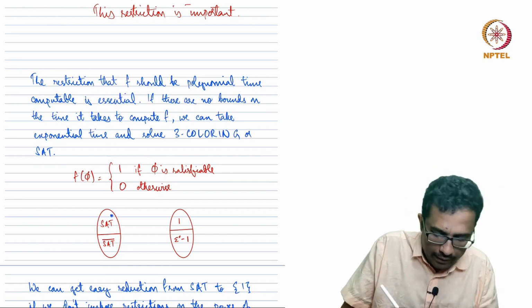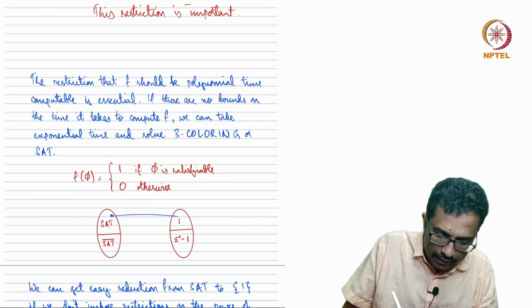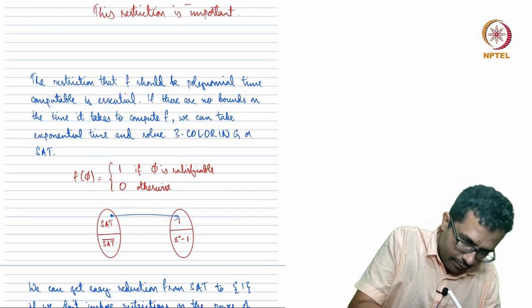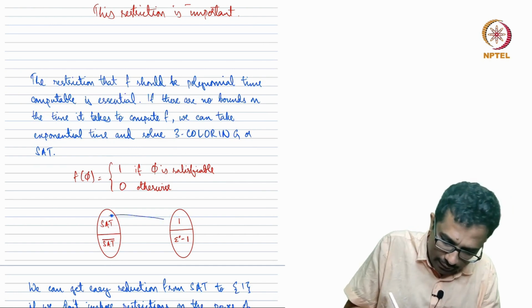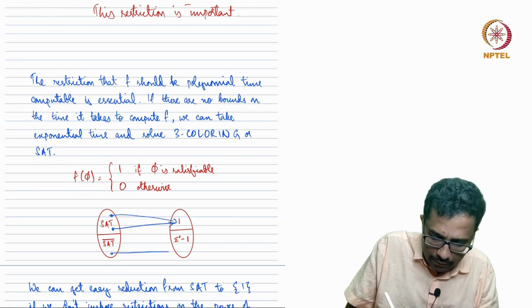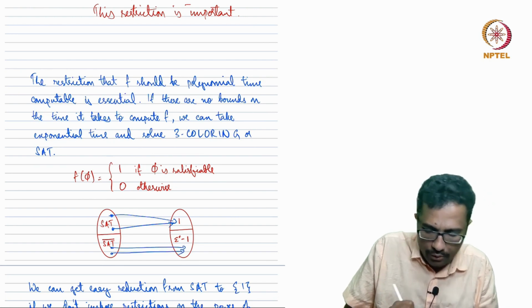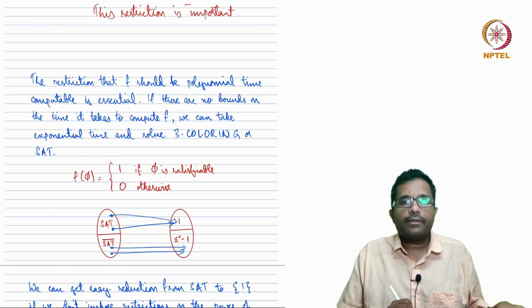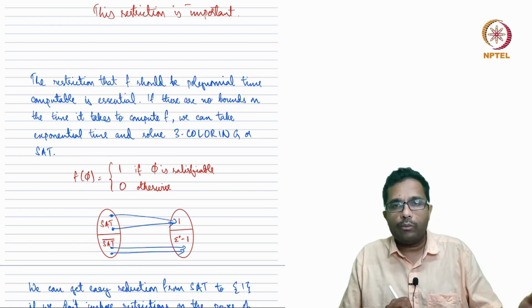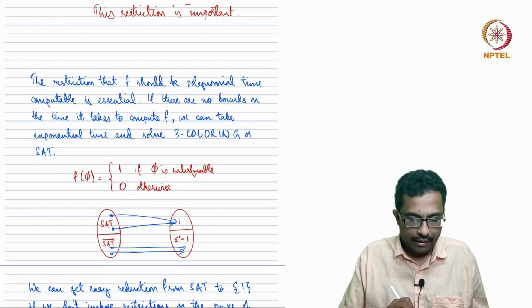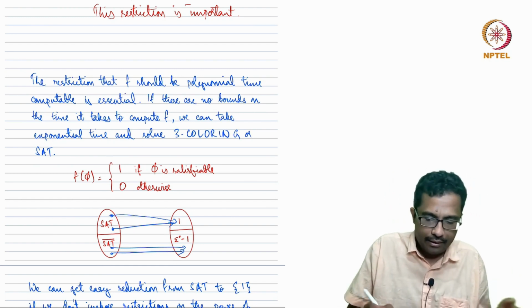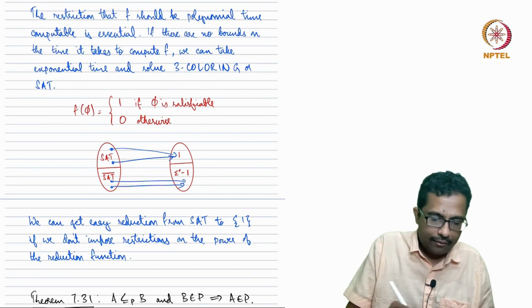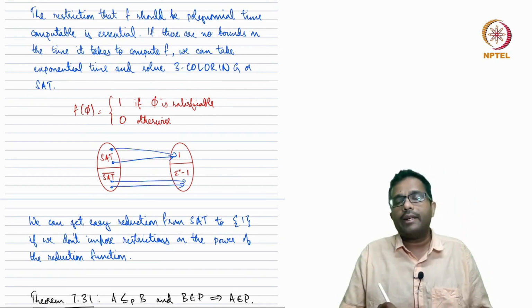Any formula that is satisfiable will map to 1, and any formula that is not satisfiable will map to some other string, will map to 0. So basically this is a reduction from satisfiability to the set containing 1 and everything that is not 1, and then this is easy to decide. The transformed instance is quite easy to decide.